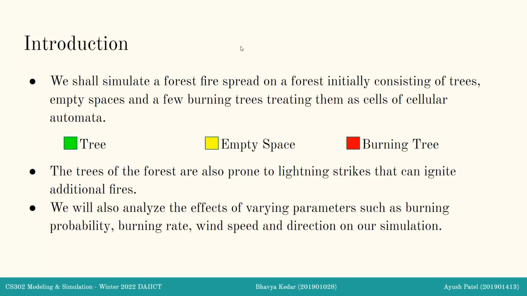So, introducing the problem, we will be simulating a forest fire spread on a forest, which is basically divided into three different classes: tree, empty space, and burning tree. We will be using cellular automata for our simulation, and all these classes will be a bunch of cells of that grid. The forest trees are prone to burning because of the lightning strikes, and they can also catch fire from their von Neumann neighborhood.